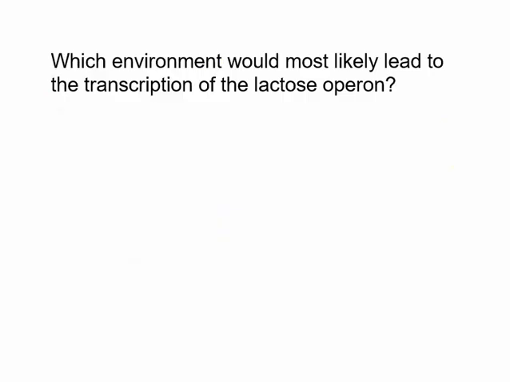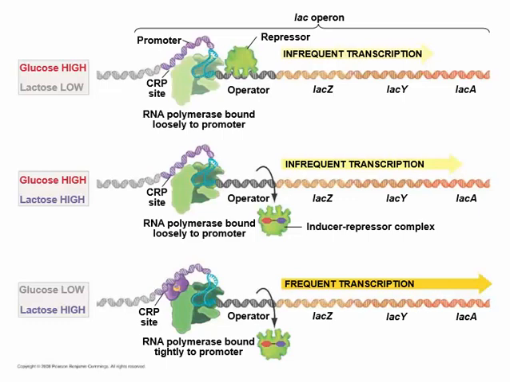Okay, so now you've learned a little bit about that lac operon. So what environment would lead to the most transcription of it? Okay, so to get the most frequent transcription, that's the last example we talked about. You need the positive control, so that means you need a lot of cyclic AMP to make this CRP bind, and you need the repressor to be off of that operator region.